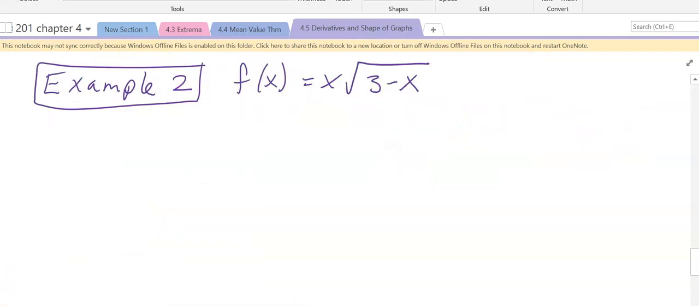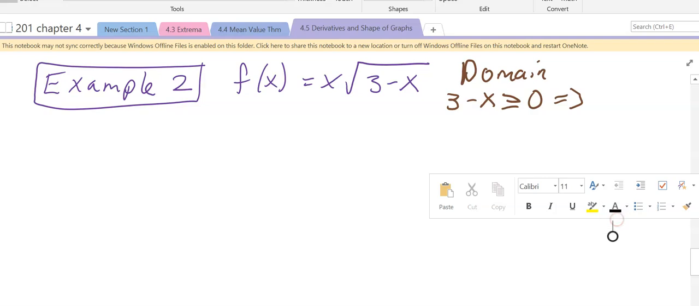Let's look at example 2. This is the function x times the quantity square root of 3 minus x. First, we analyze the domain. What is the domain of this function? Since we know that we can't put a negative under a radical, that is our first restriction. For our domain, we must have 3 minus x greater than or equal to 0. This implies that x must be less than or equal to 3.